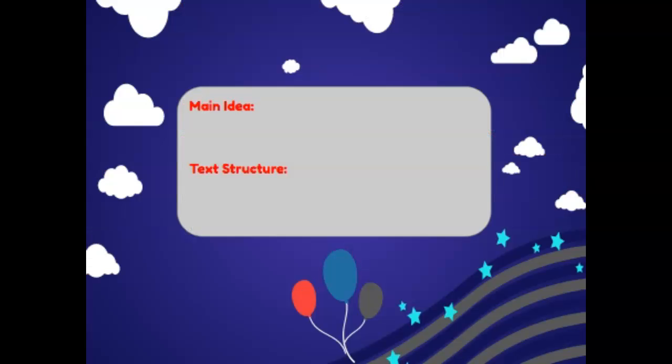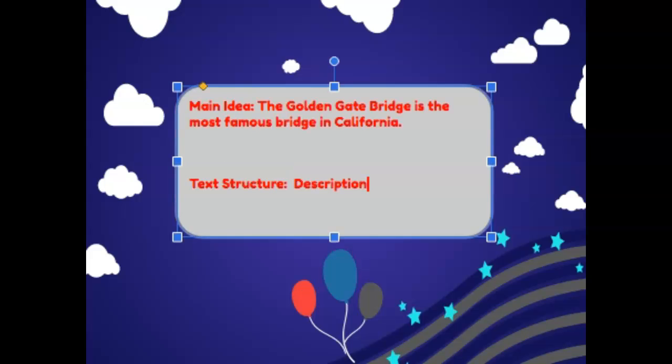Main idea, so we're thinking, what did the author want us to know from reading this passage? So we could say the Golden Gate Bridge is the most famous bridge in California. And we know our text structure, because we just talked about it, is description, because it was not going in a specific order or sequence of events.